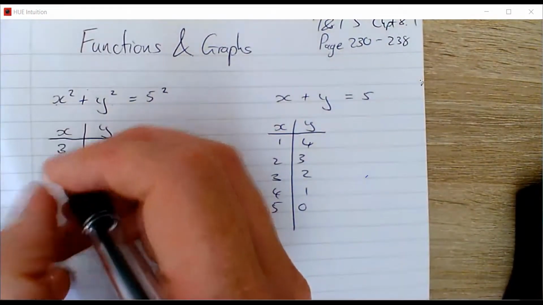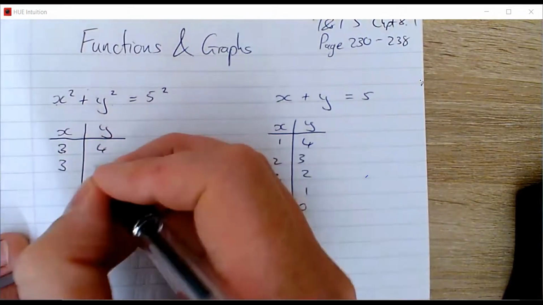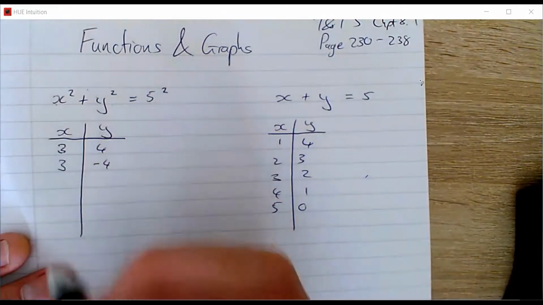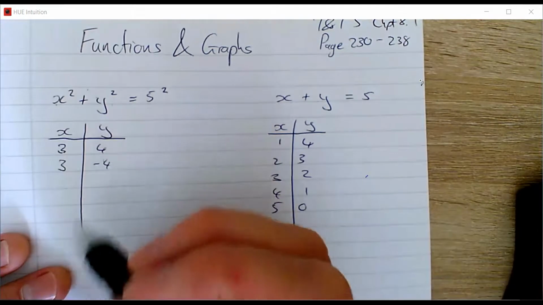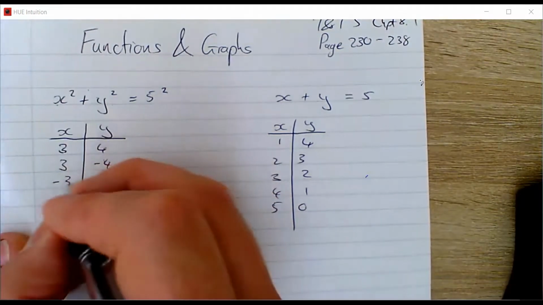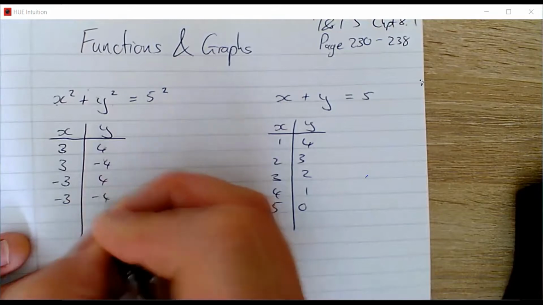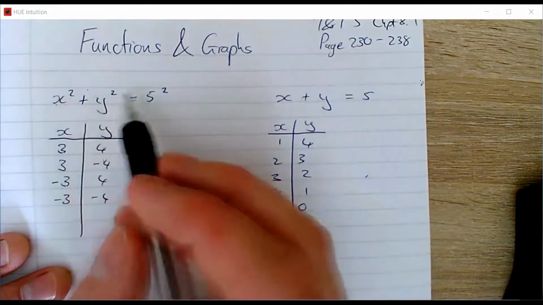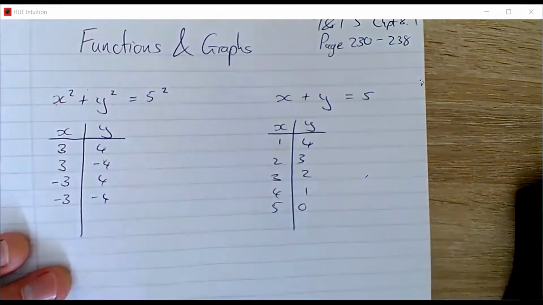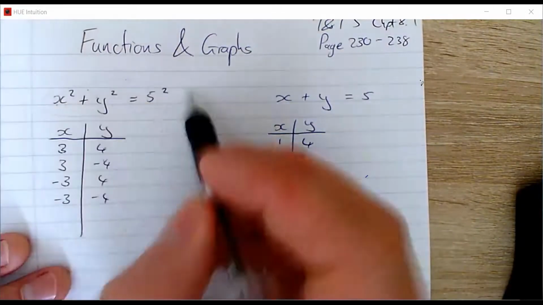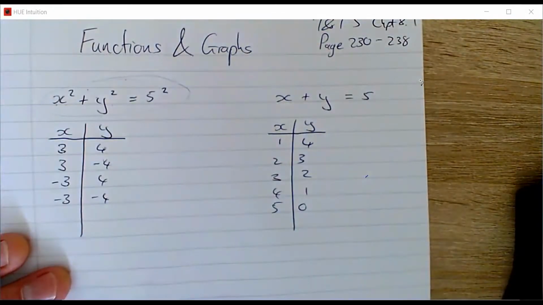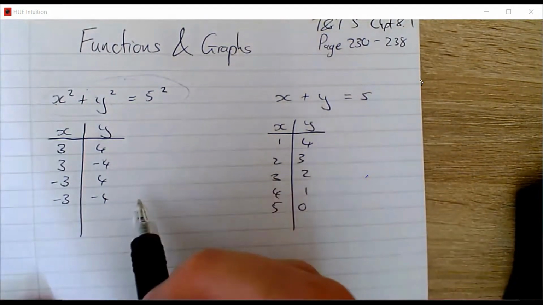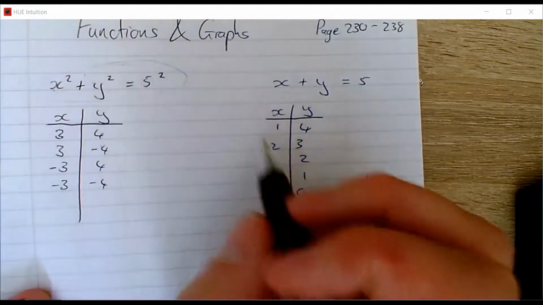You could have 3 could also go with -4. Okay, so that's important in that this input of 3 can give 2 possible outputs of 4 or -4. Similarly, -3 can go with 4, or -3 can go with -4. Okay, -3 squared plus -4 squared, that's still plus 9 plus 16 makes plus 25. So all of these points obey this rule as well. Okay, so one of these is a function and the other is not. So we'll be discussing why one is a function in just a second.